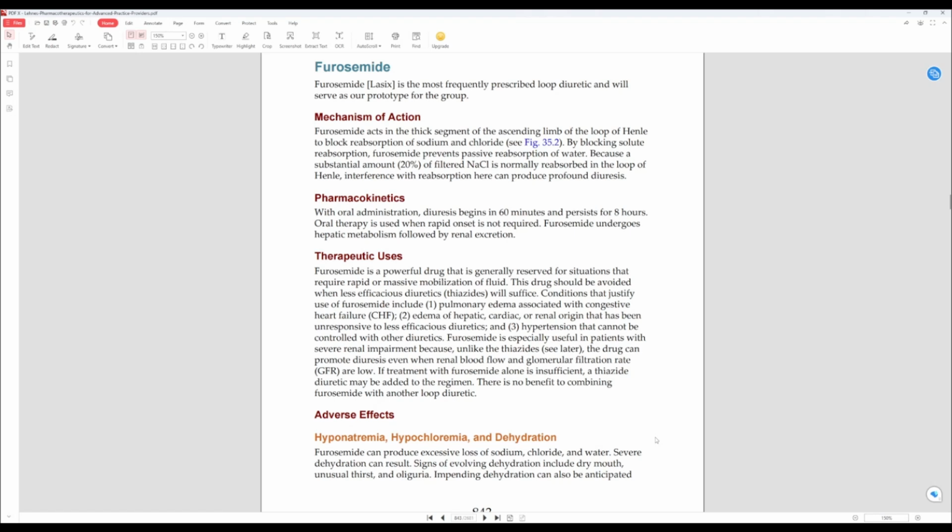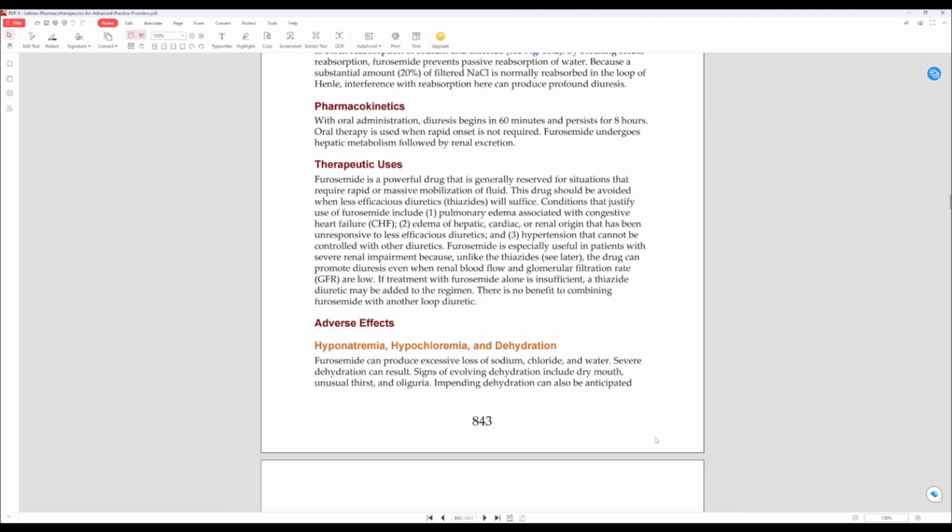Its mechanism of action. Lasix acts in the thick segment of the ascending limb of the loop of Henle to block reabsorption of sodium and chloride. By blocking solute reabsorption, Lasix prevents passive reabsorption of water. Because a substantial amount, about 20% of filtered sodium chloride, is normally reabsorbed in the loop of Henle, interference with reabsorption here can produce profound diuresis.